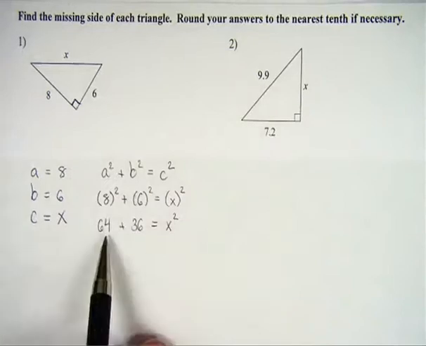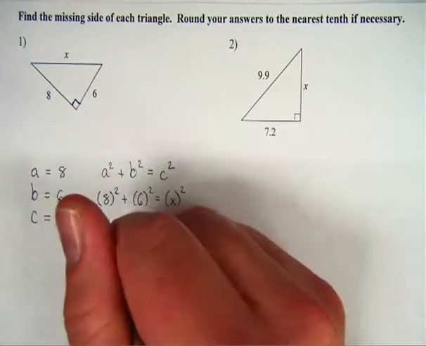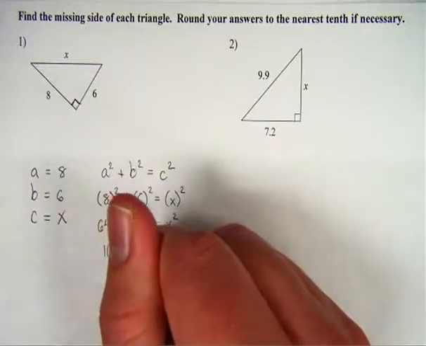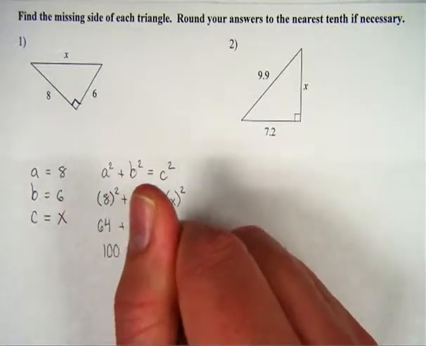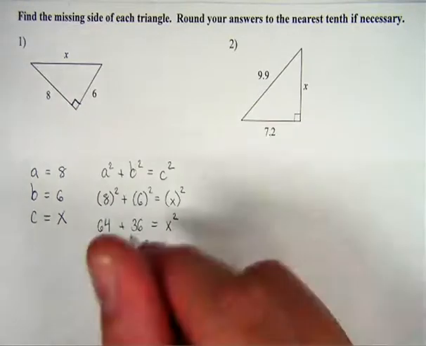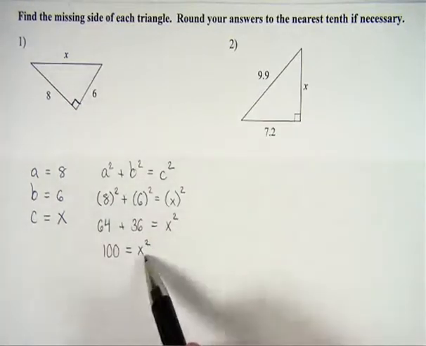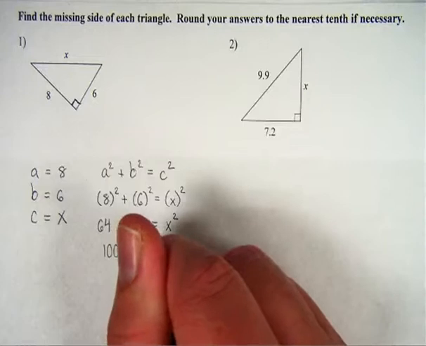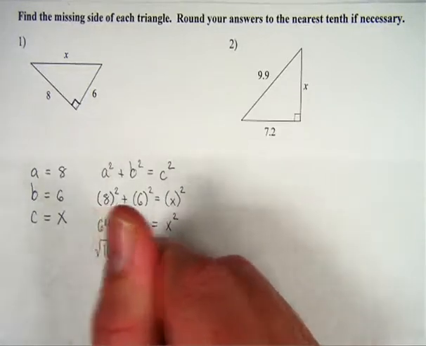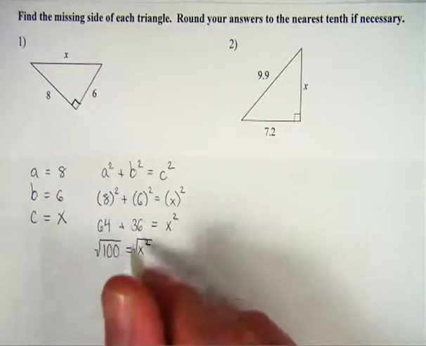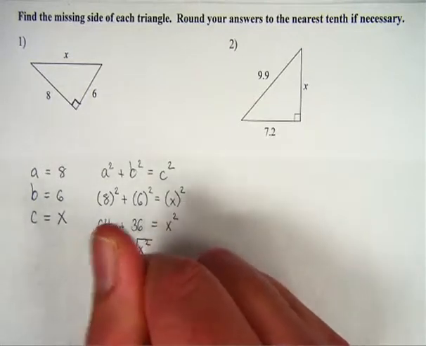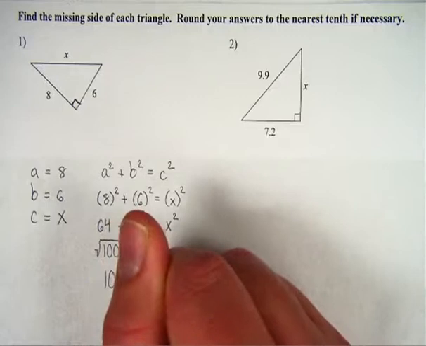Well, now I can go ahead and combine these. 64 plus 36 is 100. And that's still going to be equal to x squared. I want to find out what x is by itself, so in order to undo x squared, I have to take the square root of that. If I take the square root of that, I have to take the square root of that as well. And what I'll find is that the square root of 100 is 10, and the square root of x squared is x.